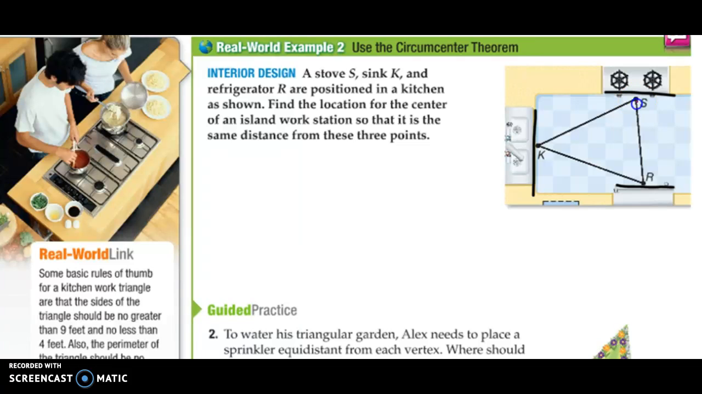So what we have to do is create perpendicular bisectors from each point. And so I'm going to do that, perpendicular bisector. And you'll see that they all meet then at this point right here. So if we wanted our island to be right in the middle of everything, it would be at that red point right there. That would be our island.